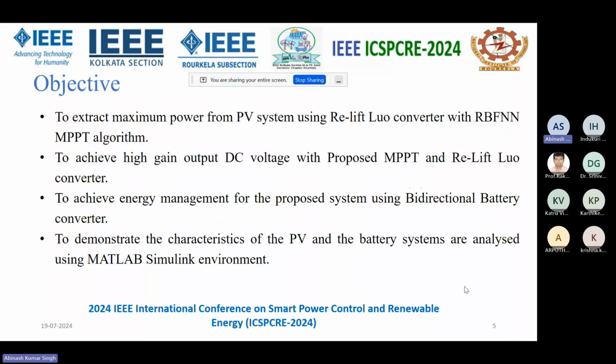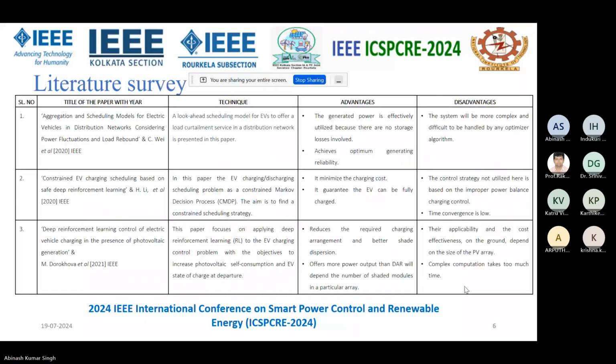The objectives are to extract maximum power from the PV system, for which we have used a Luo converter with the RBF and MPPT algorithm, and to achieve high gain output DC voltage with the proposed MPPT and Luo converter. To achieve energy management for the proposed system, we have used a bidirectional battery converter. To demonstrate the characteristics, the PV and battery system are analyzed using MATLAB Simulink and the prototype hardware. So this is our literature survey.